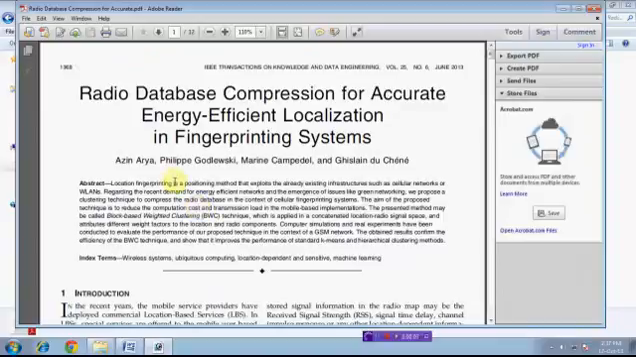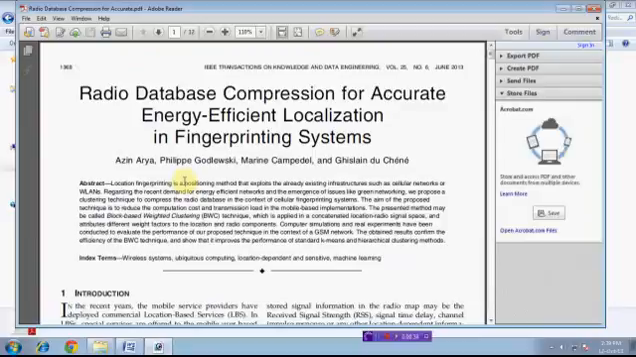The project title is Radio Database Compression for Accurate Energy Efficient Localization in Fingerprint System. This title is under the domain of data engineering. This project was developed by Star Technology, and the core technology implemented is Java. Next, we see a small explanation about this paper.